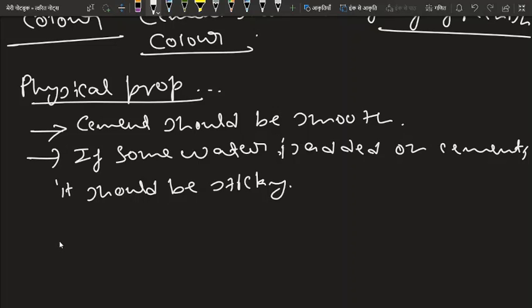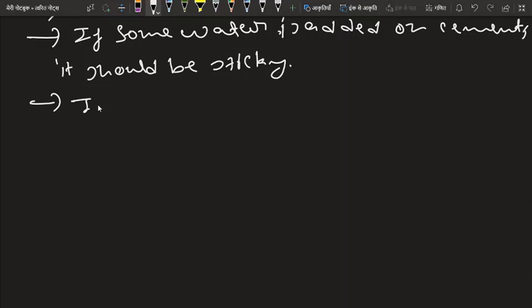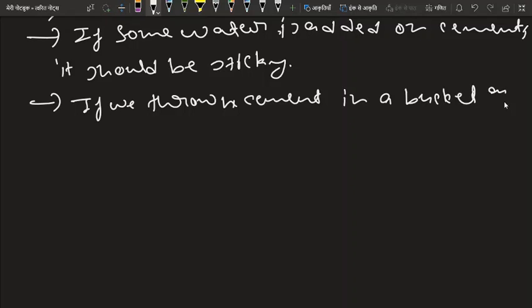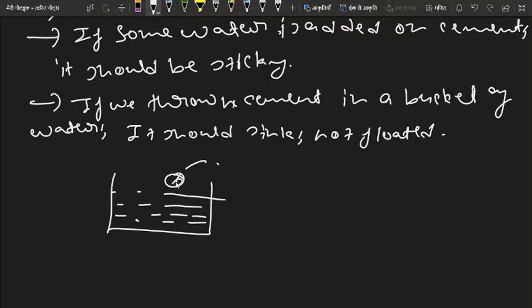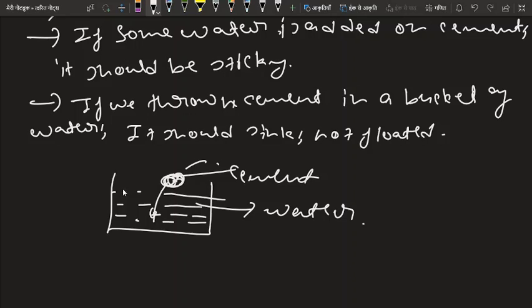And if we throw cement in a bucket of water, it should sink, not float. What it means is that if we throw cement in this bucket of water, this cement should sink in it. It should not float on the water.